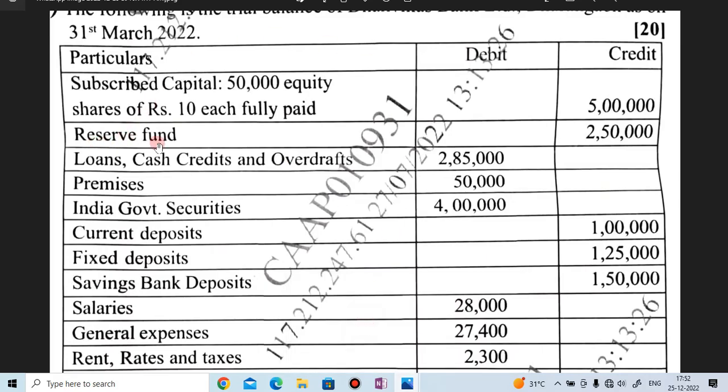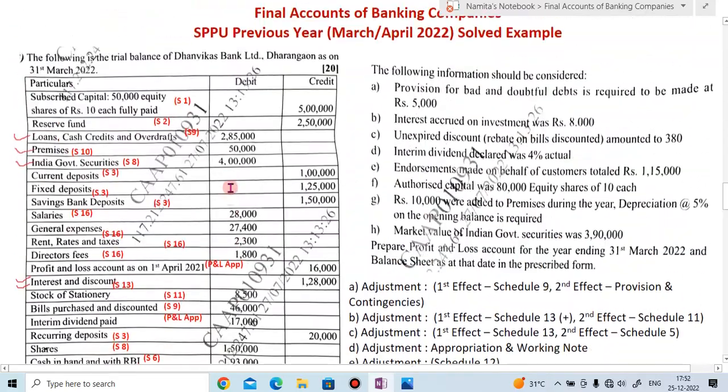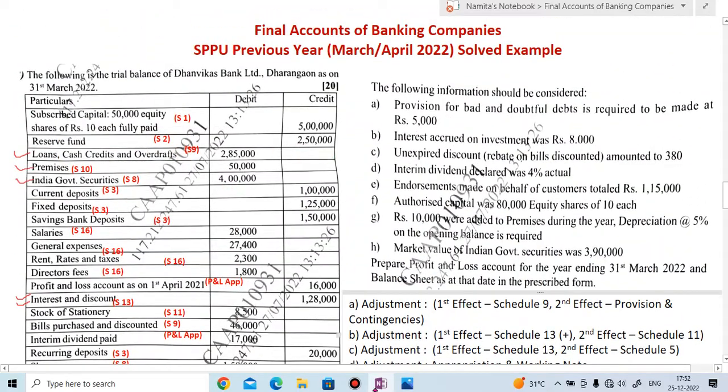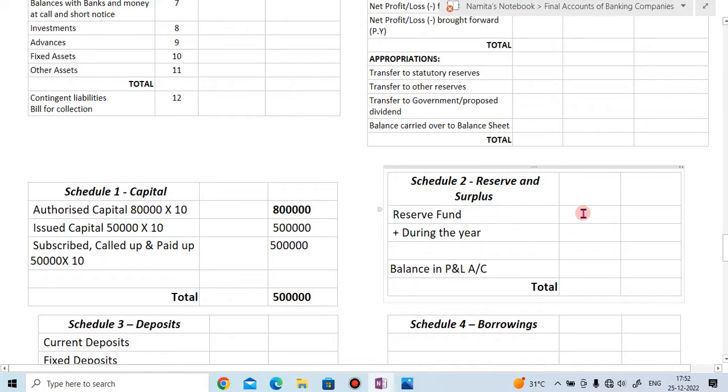Okay, now next is what? Next is reserve fund. Reserve fund will go in which schedule? Schedule number 2. Okay, so reserve fund. Now how much is the reserve fund? Reserve fund is 2,50,000. Write the value in the inner column.